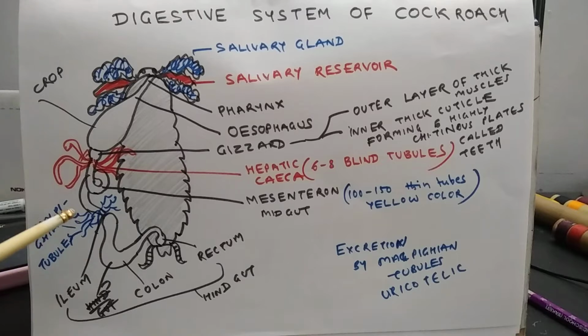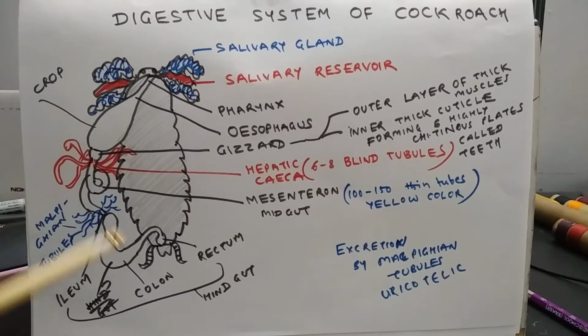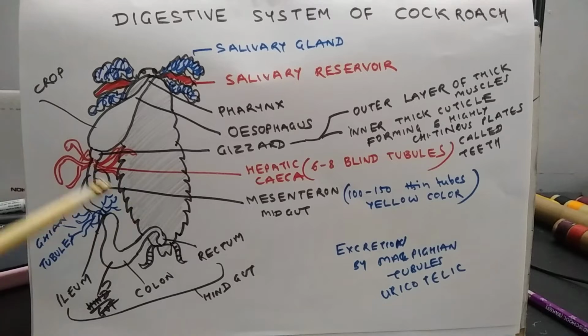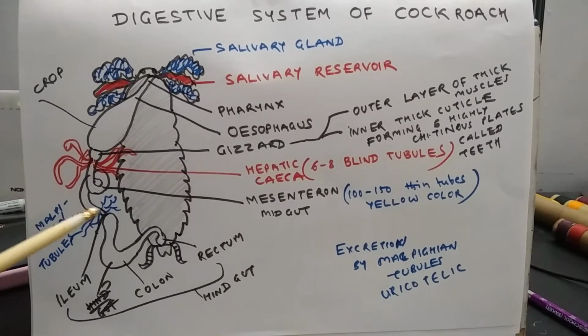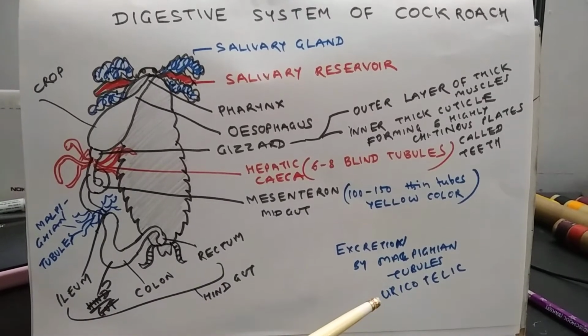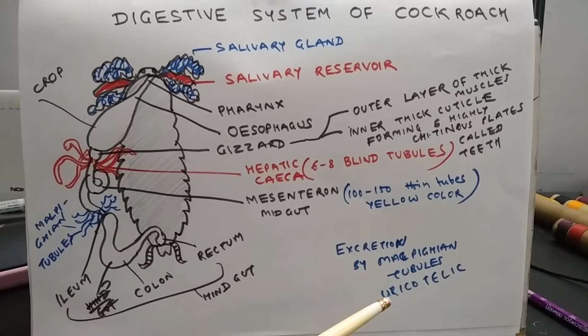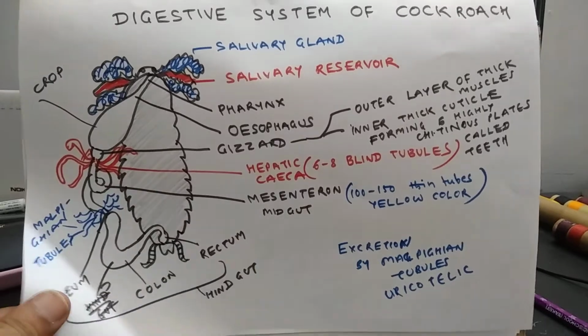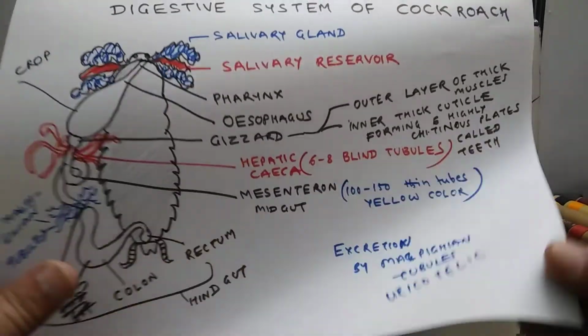Near the junction of midgut and hindgut, there are 100 to 150 thin tubes of yellow color, and these are Malpighian tubules. The role of Malpighian tubules is to carry out excretion, and the main excretory product in cockroach is uric acid, and that is why cockroaches are called uricotelic animals. So, that is all about the digestive system of cockroach.